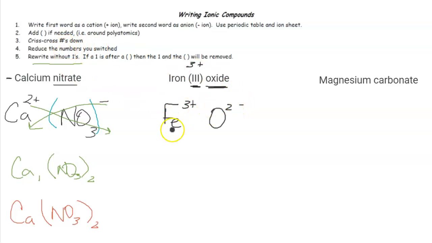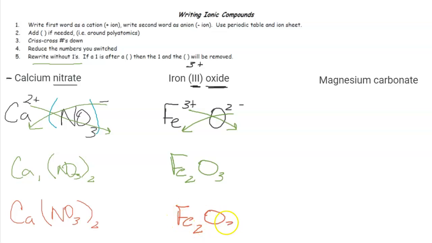I don't have a polyatomic ion in this case, and so I skip right to step number 3 where I crisscross my numbers down. So I bring the 2 down here beside the iron, and I bring the 3 down beside the oxygen. So it looks like I'm going to have Fe2O3. I check for step 4 to see if I can reduce them. A 2 and a 3 don't reduce. And so I'm going to rewrite my final formula as Fe2O3.